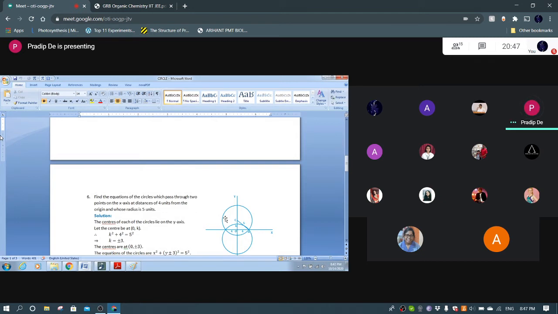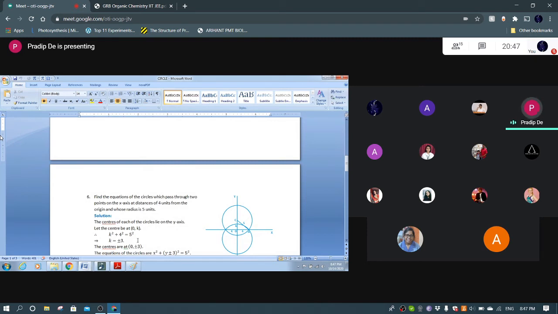Can you find out k? It is given that the radius is 5. Yes, if I join CA, I get CA equal to 5, OA equal to 4, OC equal to k. So using Pythagoras theorem, k square plus 4 square is equal to 5 square. So you get k square equal to 9. But don't write k equal to 3. k is equal to plus minus 3.